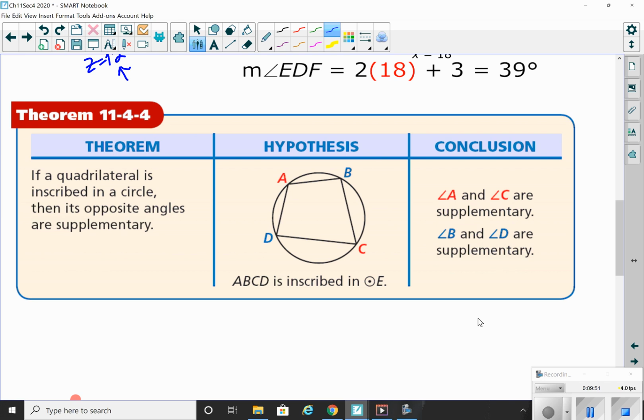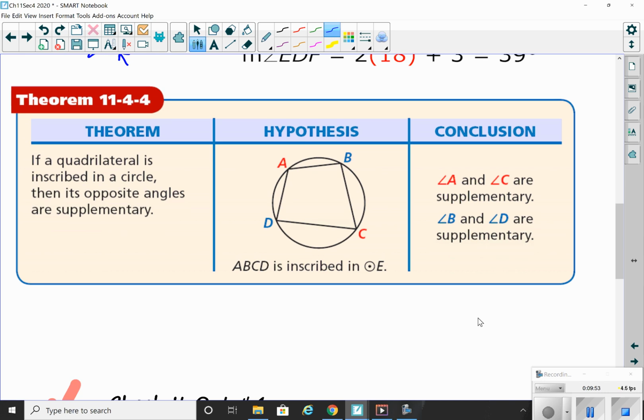If a quadrilateral is inscribed in a circle, then its opposite angles are supplementary. So if we look at this picture, we have a quadrilateral, ABCD, inscribed in a circle. What does that mean? That means that each of the vertices of our quadrilateral lie on the circle. So that's a quadrilateral inscribed in a circle.